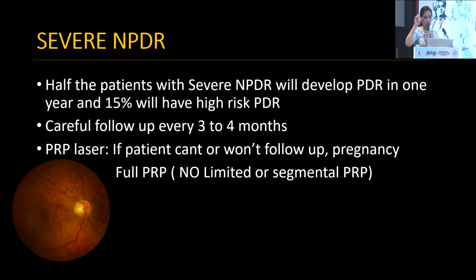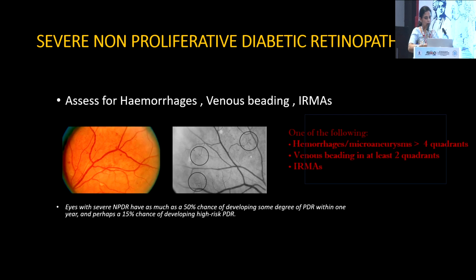I've seen people do a segmental PRP. It has no value in diabetics. The entire retina has to be lasered.